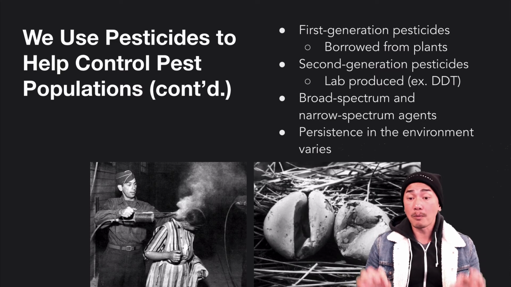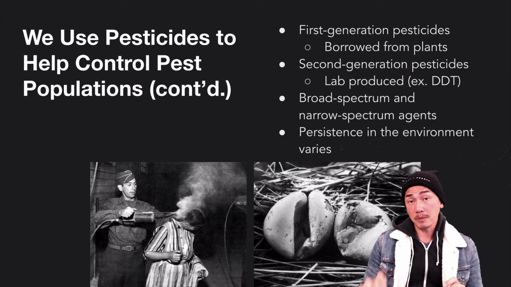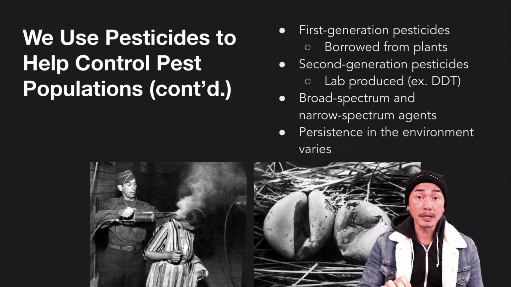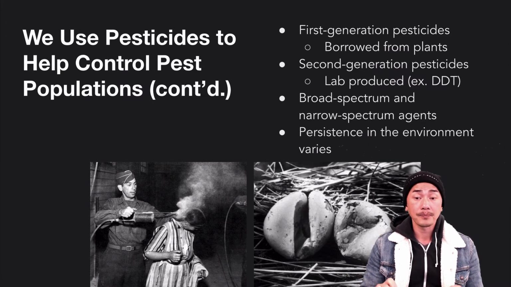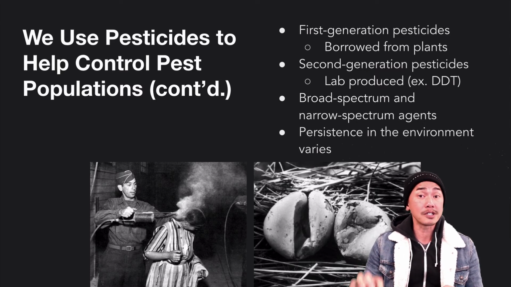Pesticides can be broad spectrum or narrow spectrum agents. Broad spectrum agents will kill or control many different pests. Narrow spectrum agents will only kill one or a few pests. Finally, persistence in the environment will vary for different pesticides. That means different pesticides last for different amounts of time in nature before breaking down.